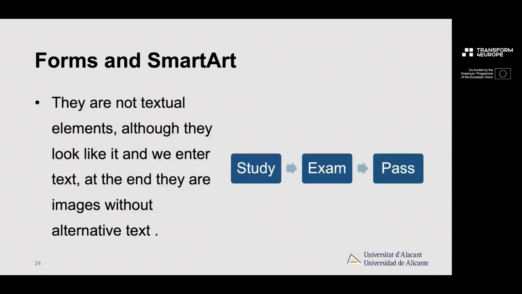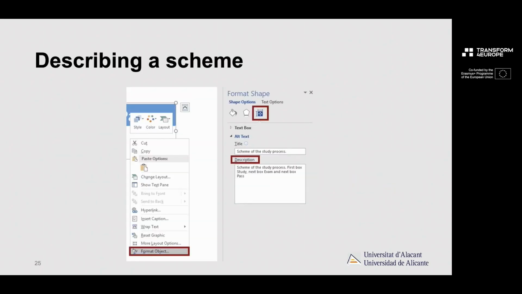The shapes and SmartArt are elements that are not accessible, and therefore their use is not recommended. Although we could think that we are introducing normal text in these elements, the resulting object is an image and therefore is not accessible for people who have vision problems. But in the case that we need to use them, we must provide a description.